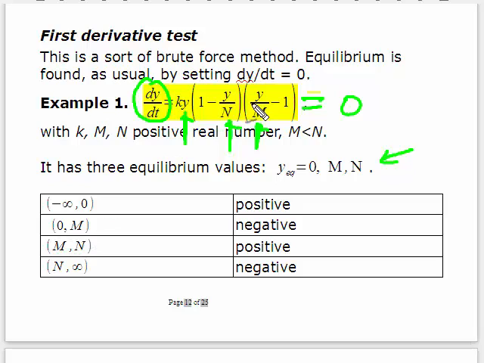Then you have to go from 0 to m. For example, here you could put y equals m over 2 as a test, run that through the equation and see whether the result of dy by dt is positive or negative. This is the sign of the slope, dy by dt. And then here, figure out some number halfway between, and here you could put something greater than n. So you have to find a number in each region, put the value back into the differential equation, and find out whether it's positive or negative.